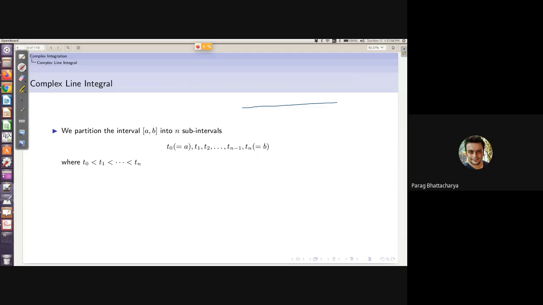Okay, so let's say this is an axis, the axis for the parameter. So we have a here and we have b here. These are the range of values that t will take to describe that curve.